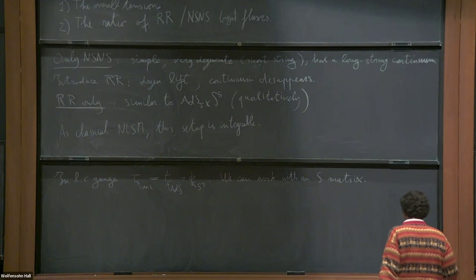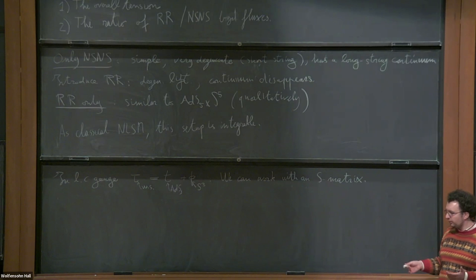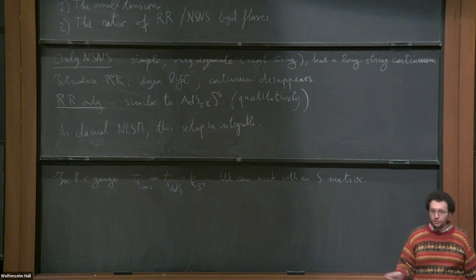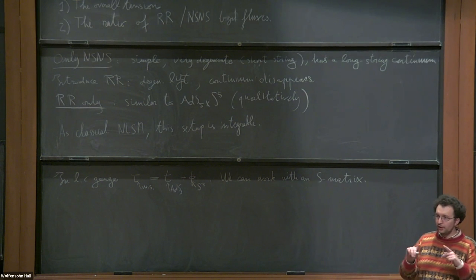And light-cone gauge is good because, of course at the price of losing some nice symmetry properties, it gets rid of a lot of spurious degrees of freedom of your theory. And the S matrix is nicer if you only have to worry about scattering physical stuff.